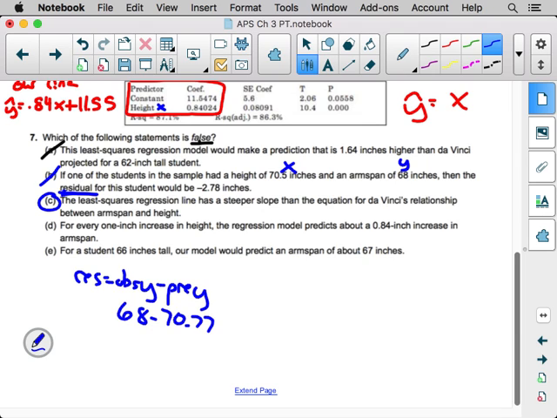I promise this will be fast, okay? For every 1 inch increase in height, the regression model predicts a 0.84 increase in arm span. Is this a correct interpretation? Yes. Of what? What are they interpreting? Slope. So that is a good interpretation of slope, but because it's true, it's not what we want. For a student 66 inches tall, our model would predict an arm span of 67. Well, again, isn't that super easy? Couldn't I literally just type in 66? I do get 67. Okay, so both of these were really, really quick checks.